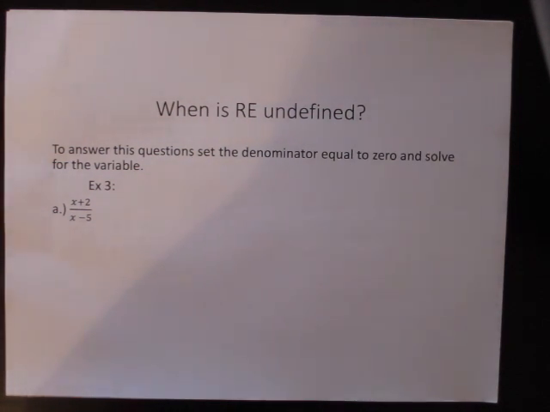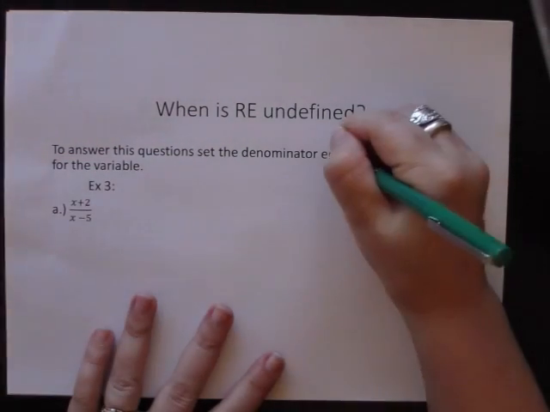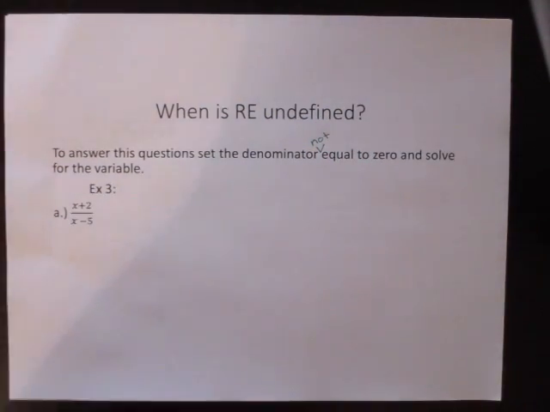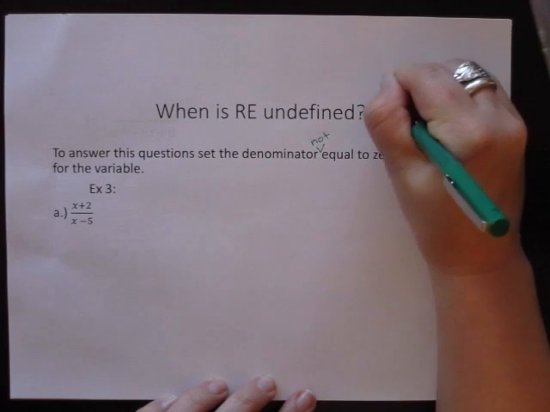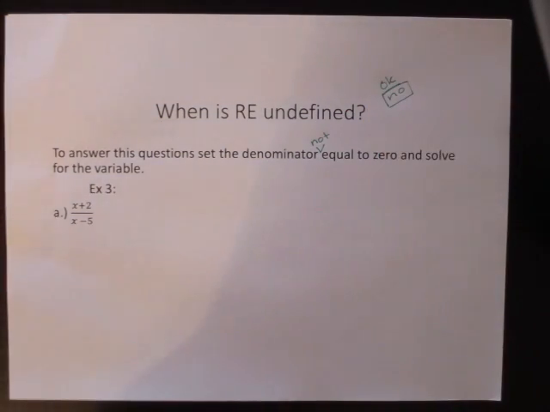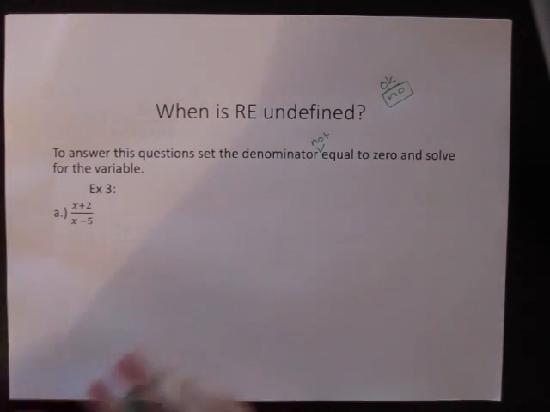Alright? So now what we've got to do is, when is the rational expression undefined? To answer this question, you set the denominator not equal to 0 and solve for the variable. Because, remember the OK and the no? We do not want to have a 0 in the denominator. If we do have a 0 in the denominator, it's called undefined, and we don't want that to happen.